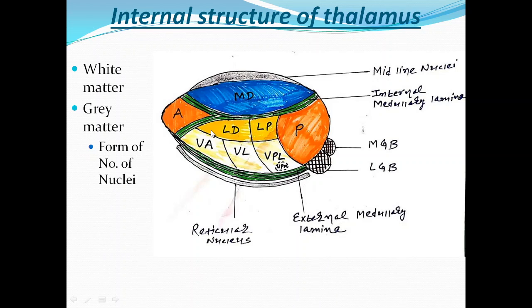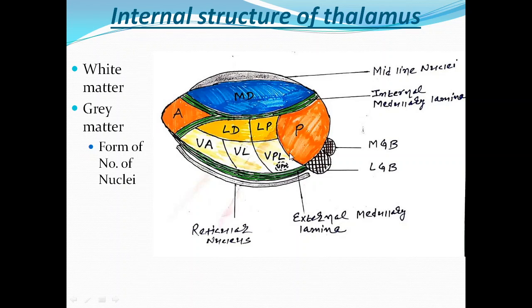Now the nuclei present in the lateral part of the thalamus. The lateral part is again subdivided into two parts, ventral part and dorsal part. Nuclei present in the dorsal part, from cranial to caudal, are three in number: lateral dorsal, lateral posterior, and a large caudal nuclear mass known as pulvinar. These nuclei are known as the dorsal tier of nuclei.